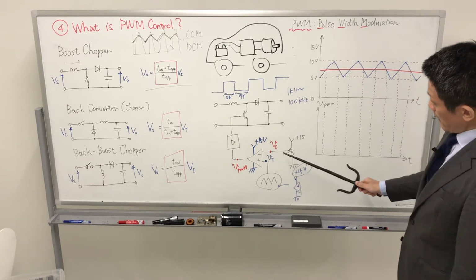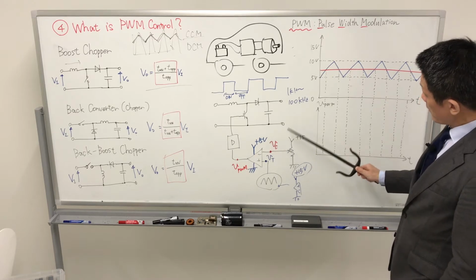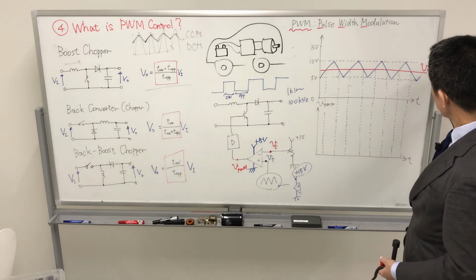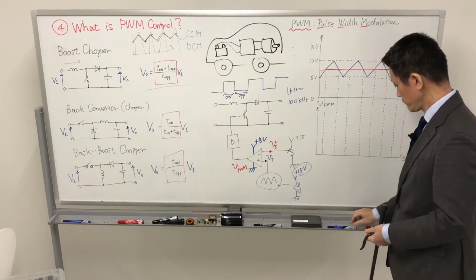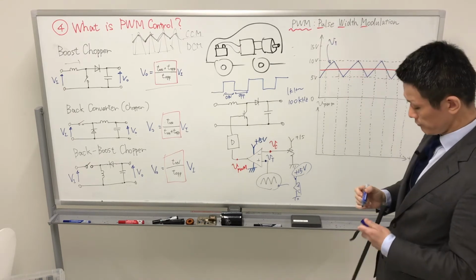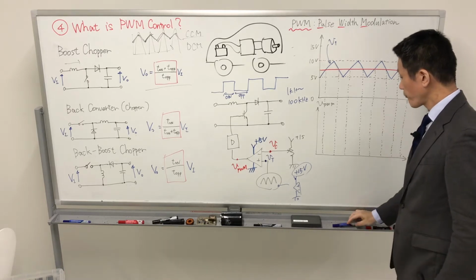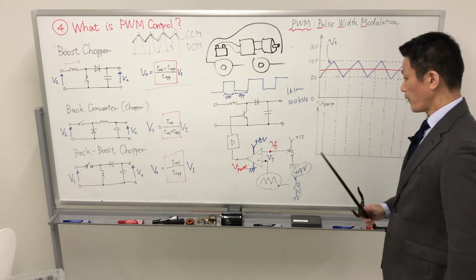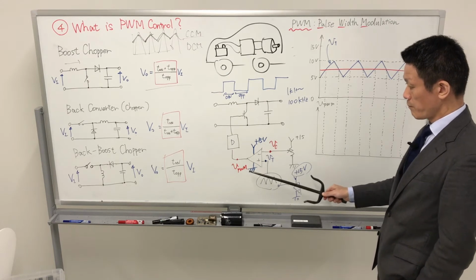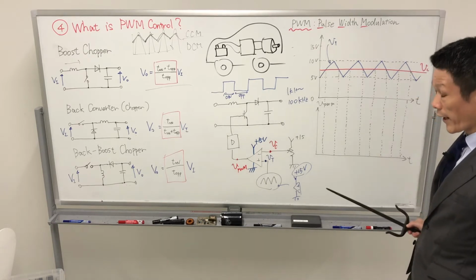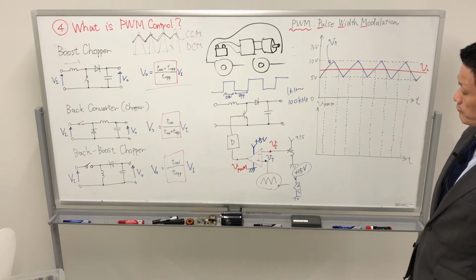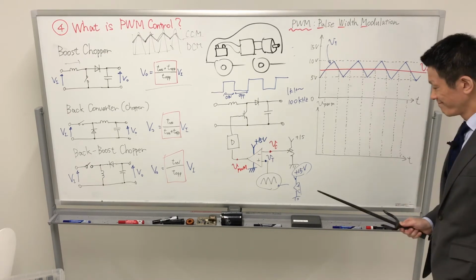So the acceleration voltage, the red line, is VC, and the triangle waveform is V triangle, VT. In this case, what is the PWM? Please draw the PWM voltage in your notebook, okay? Please draw one.